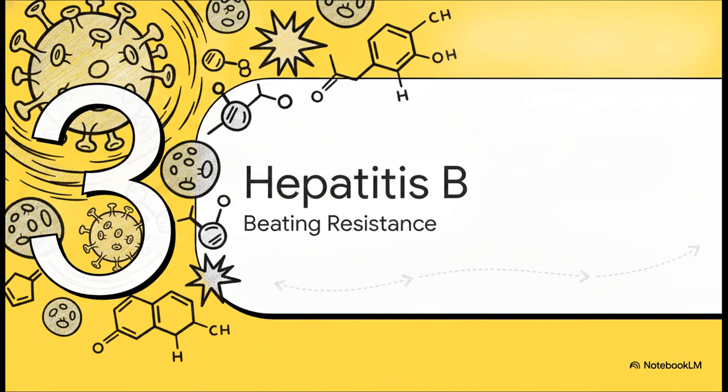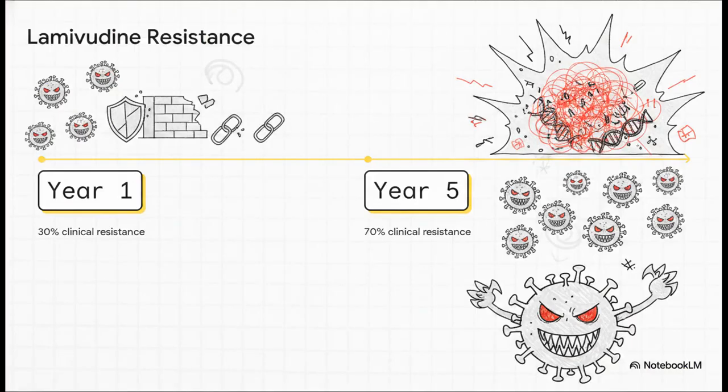Section 3. Hepatitis B, beating viral resistance. So why isn't the older drug, lamivudine, our first-line defense anymore? Well, the resistance rates tell the whole story.